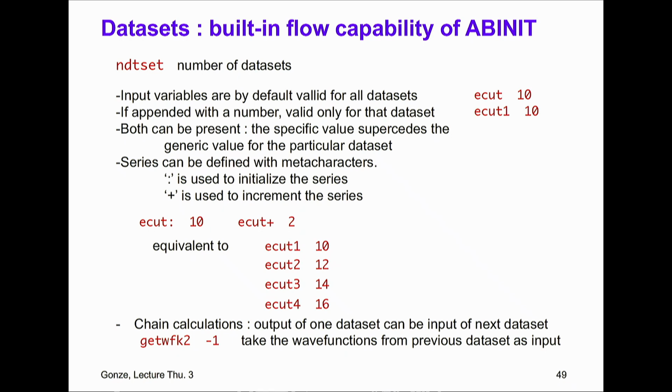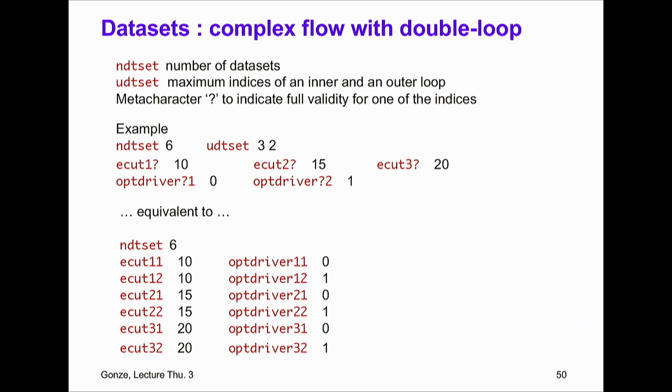Now, the flow for phonons is really more complicated than such flows, and we can have even double loops with these keywords, NDTSET, number of datasets, and then UDTSET. I don't remember why it was labeled like this. It gives the maximum indices of an inner and an outer loop. And then a meta character question mark indicates the full validity of one of the indices for the different quantities.